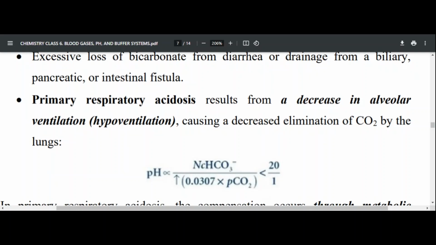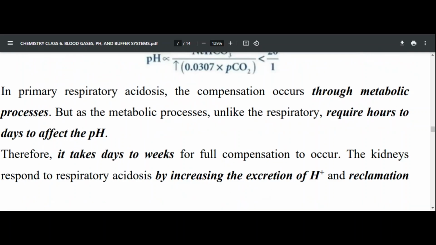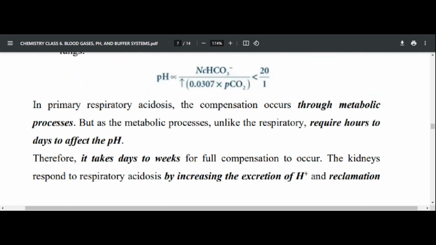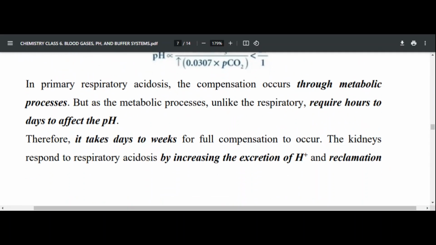So if lungs are damaged and they cannot really expel enough CO2, that condition is called primary respiratory acidosis, which is also going to fluctuate our normal ratio between bicarbonate and carbonic acid. So what will happen is that the compensation now will happen through a metabolic process, because now what is going on is respiratory disease.